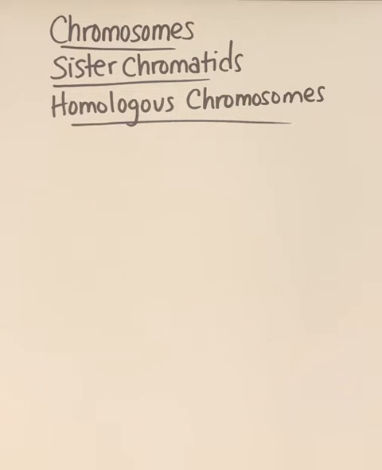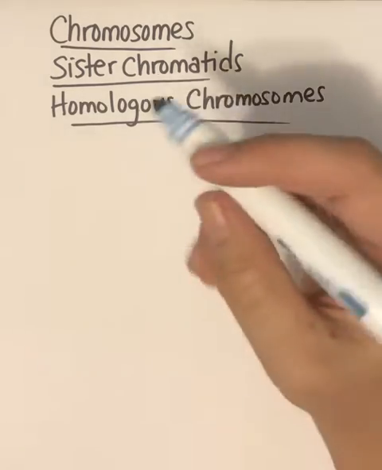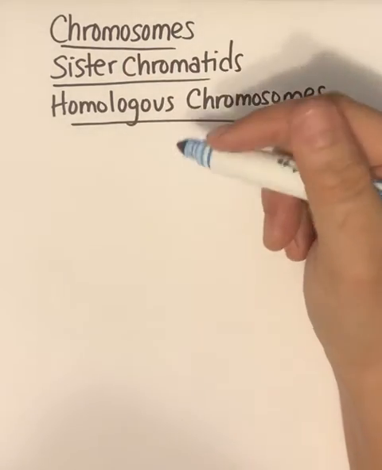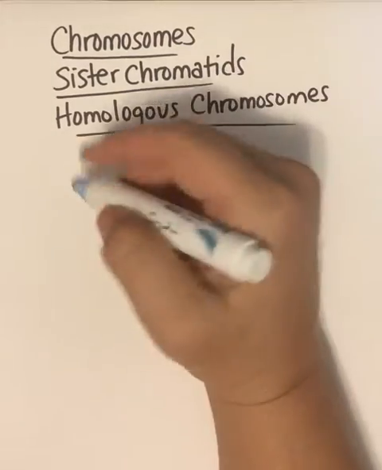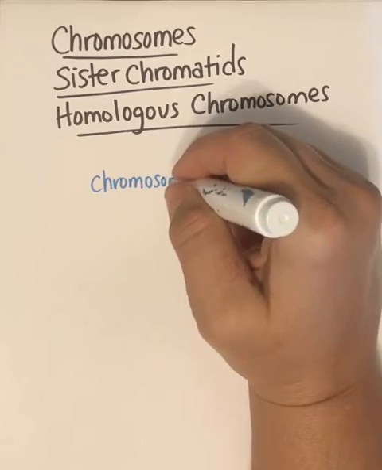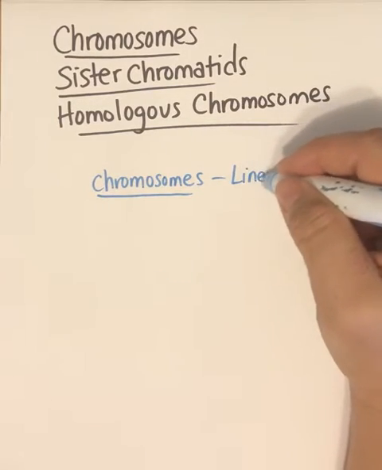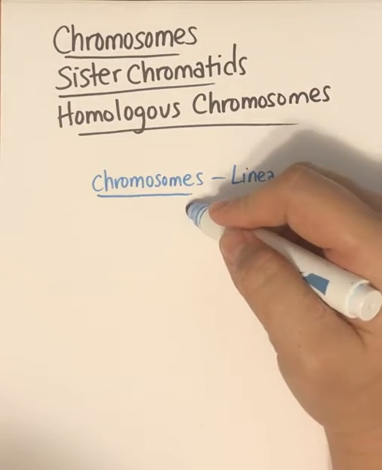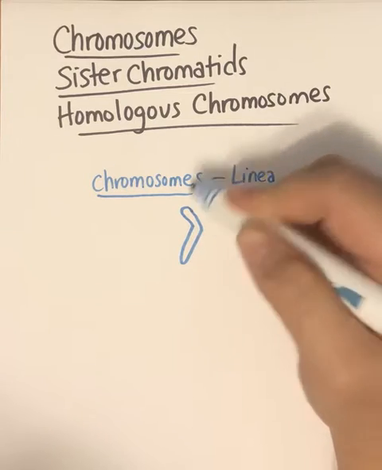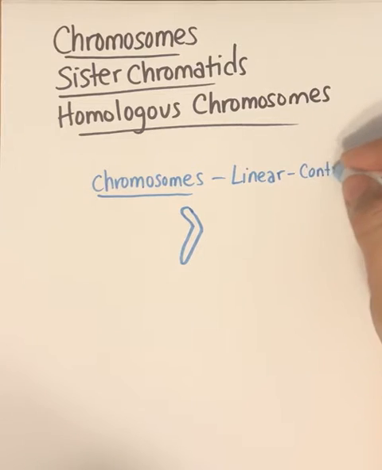All right, I want to talk about chromosomes, sister chromatids, and a new definition called homologous chromosomes. When we talk about eukaryotic chromosomes, they are going to be linear. So when you talk about just a chromosome by itself, chromosomes are going to contain your genetic information. These are going to be linear, and they are going to look something like this. This is one chromosome. It's linear. It's going to contain DNA.